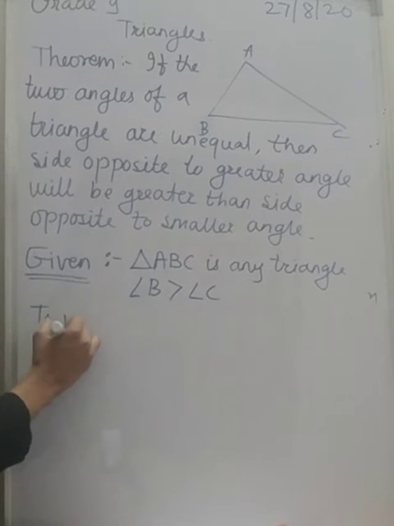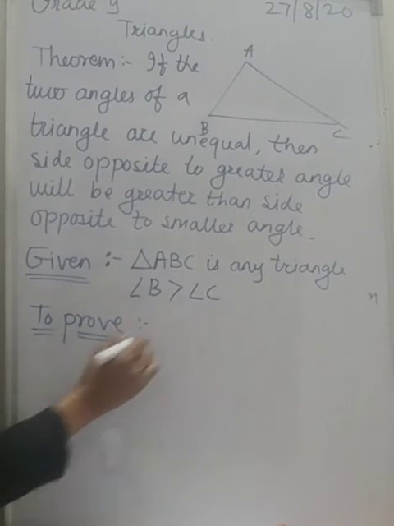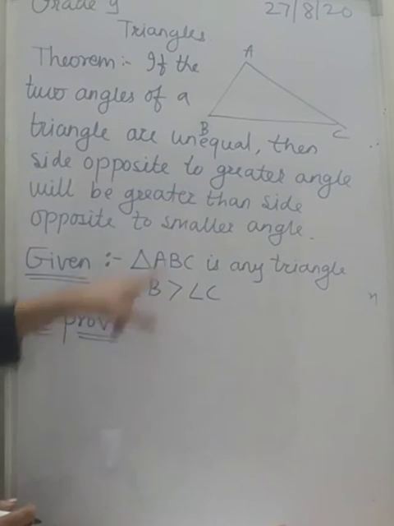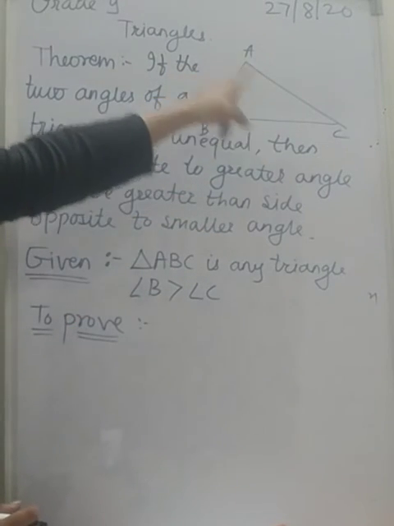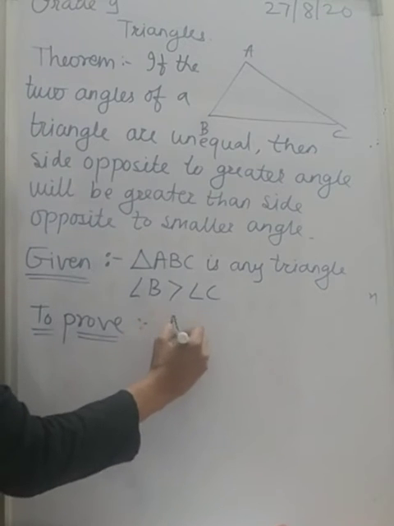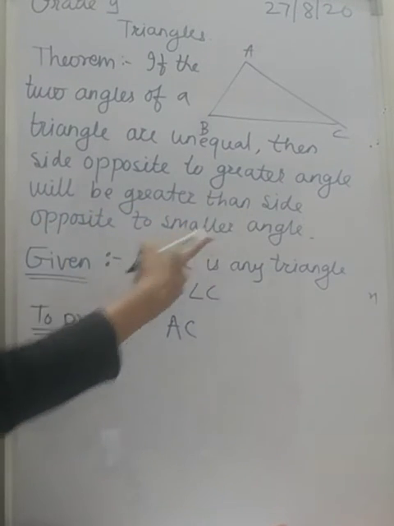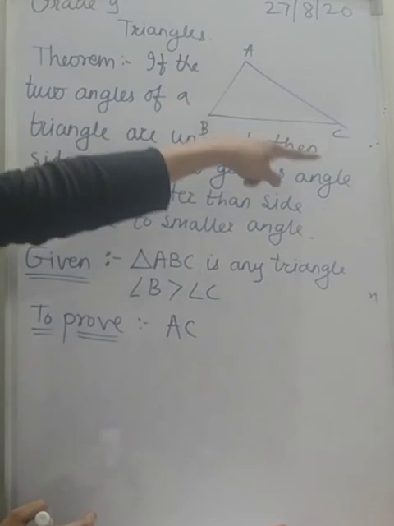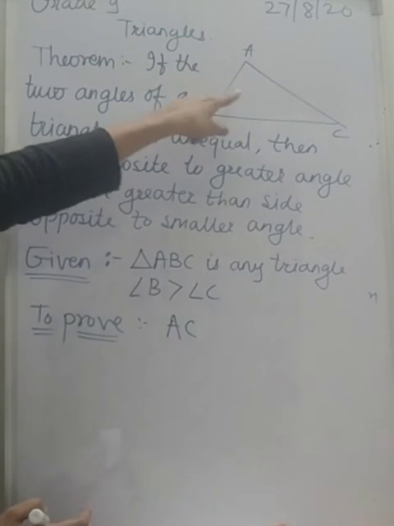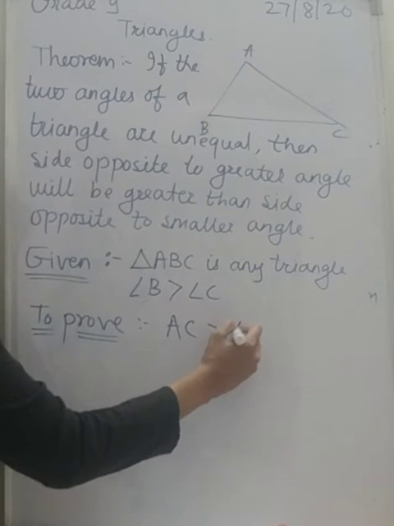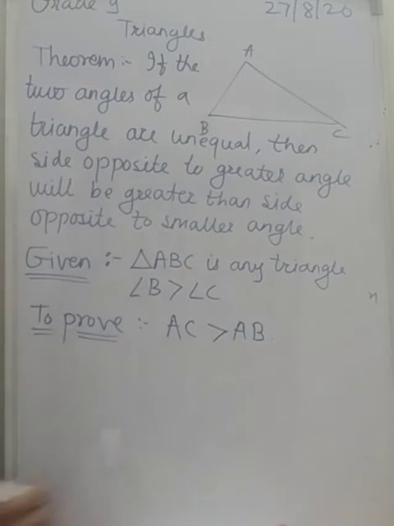So what do we need to prove? We need to prove that the side opposite to the greater angle, which is angle B, and the side opposite to it is AC, is greater than the side opposite to the smaller angle, which is AB. So AC is greater than AB, that we need to prove.